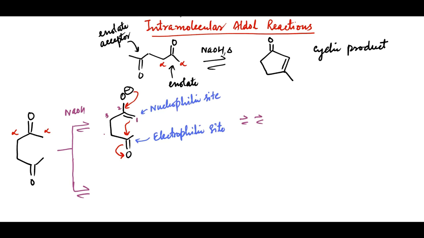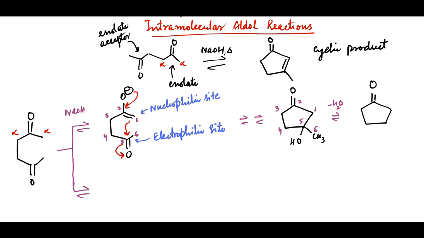To keep track of carbons and bonds, we can number the carbons. A new bond is formed between carbon 1 and 5. The carbonyl at C5 changes into a hydroxyl group and C5 is attached to the methyl numbered C6. This is a beta-hydroxycyclic ketone and will dehydrate to form a double bond between C1 and C5.